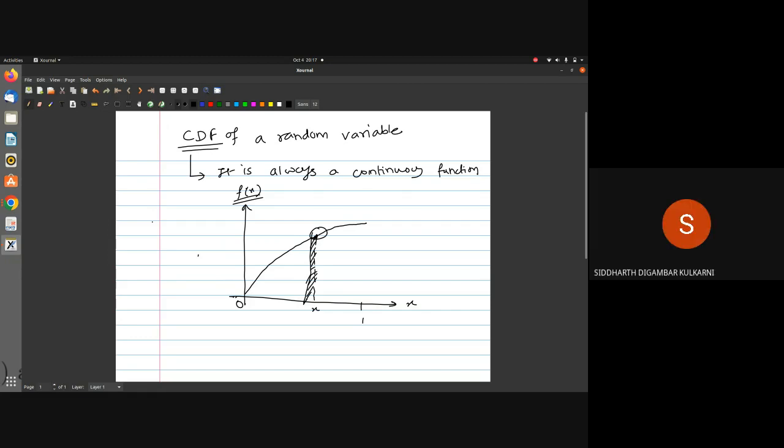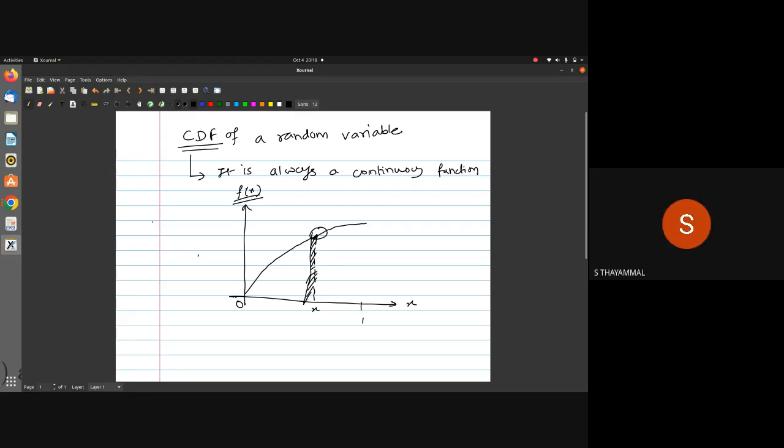No, it is not continuous. Why not? It is a step function, sir. So a step function is not a continuous function. It may be continuous from the right, but it is not continuous from both sides. Yes, sir. There is only right continuity in the CDF, for discrete random variables.